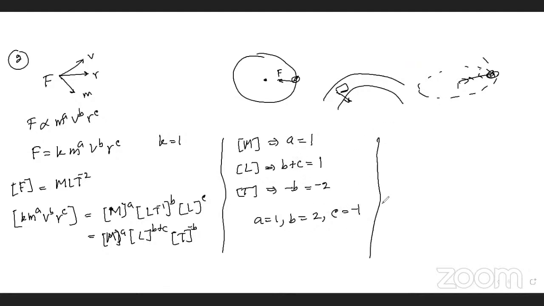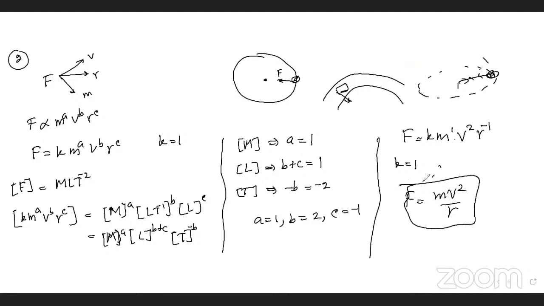So the formula you can write then is F equals K m to the power 1, v to the power 2, and R to the power minus 1. So using K equals 1, you can write this centrifugal force as mv squared over R. This is the equation. Use this to check whether your answer is correct or not. Those are the steps and all the things you need to write in this kind of question.